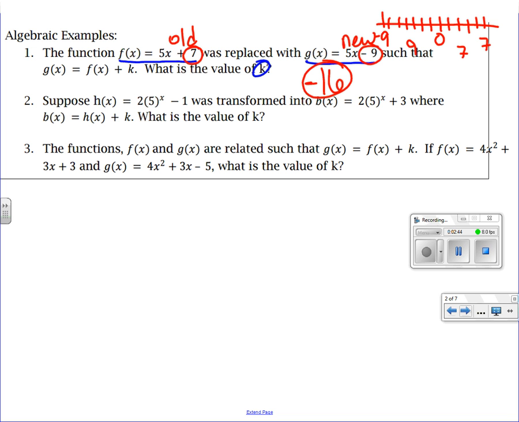Okay. Number 2, h of x equals 2, 5 to the x minus 1 was transformed into b of x equals 2, parentheses 5 to the x plus 3, where b of x equals h of x plus k. What is the value of k? All right. So which one's my old one? Okay, good. So let's label that. It's my old one. And then this is my new one.